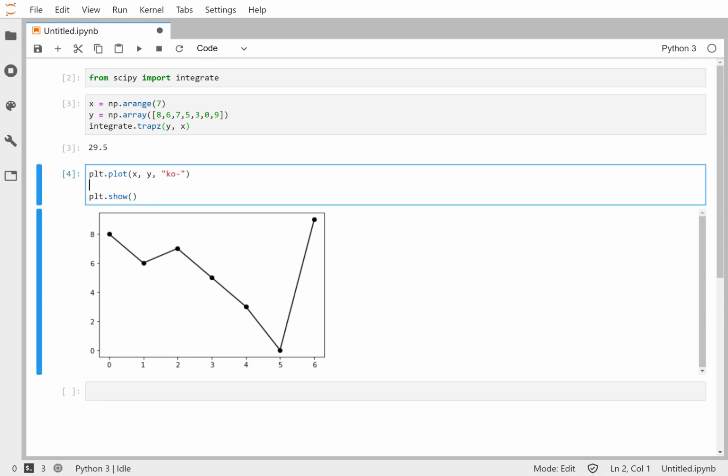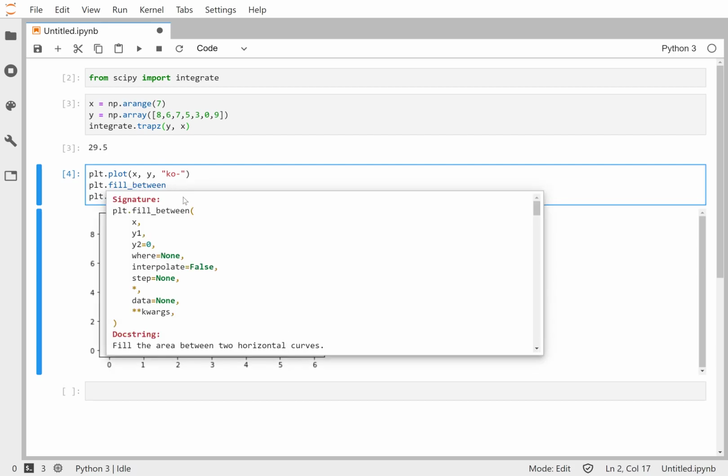And then if we want to represent an integration in a graph, we can use fill_between. There's an underscore in here. If we look at its arguments, it's going to want the x values, definitely wants a y value, and then y2 here is like the lower limit that it wants to fill. So this by default will fill down to the x-axis, which is what we want in this case.